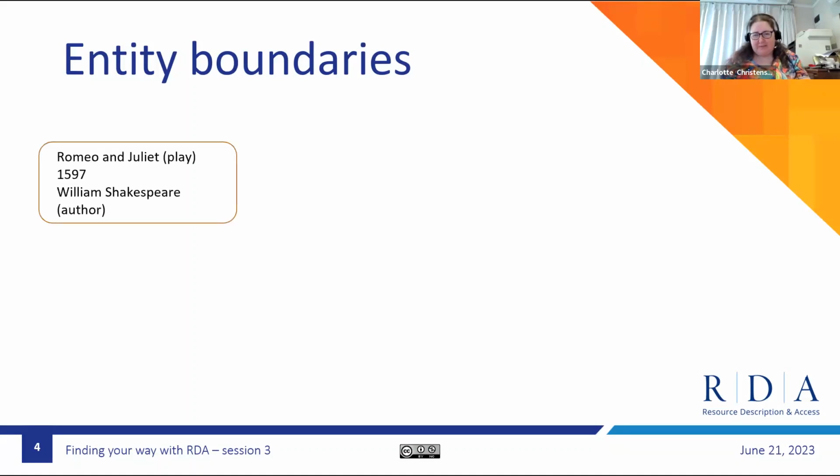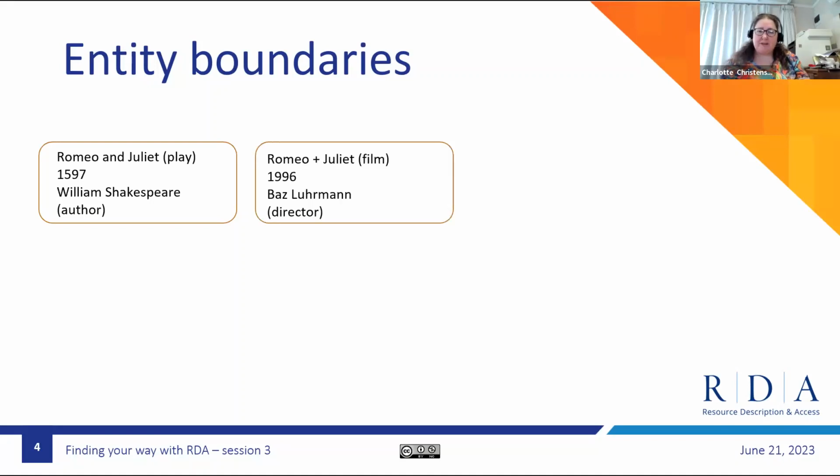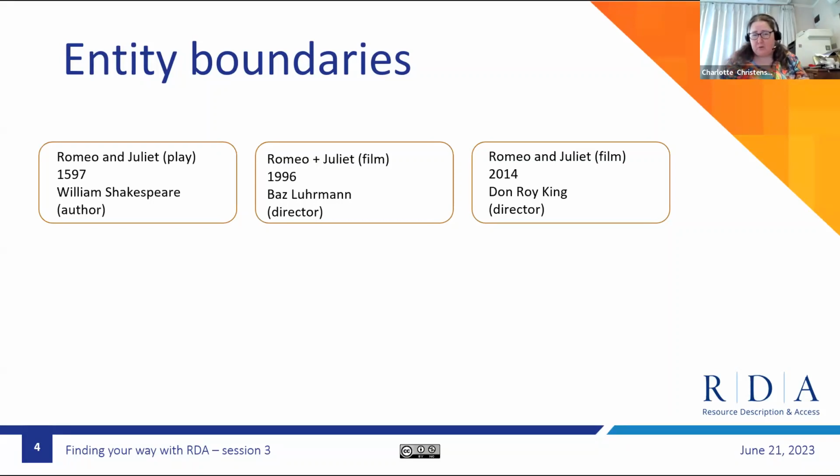Romeo and Juliet, the play by William Shakespeare, is a work. Romeo and Juliet, the 1996 film by Baz Luhrmann and starring Leonardo DiCaprio, is a work. Romeo and Juliet, the 2014 film by Don Roy King and starring Orlando Bloom, is a work. We would not consider these to be all the same work, even though we can see the connections between them.